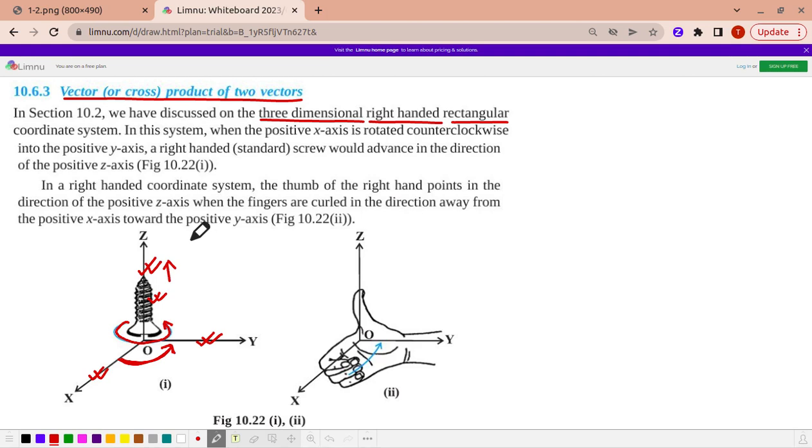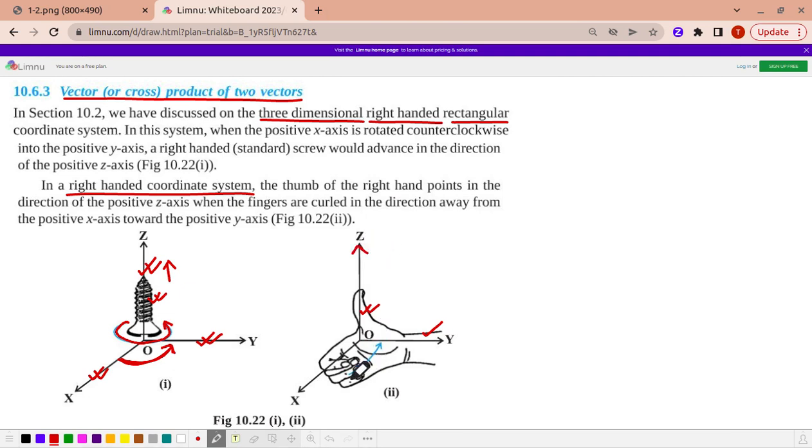So how can we explain it in the right-handed coordinate system? Let's understand this. You take the right hand, as you see in the adjoining diagram. This is the right hand. In this right hand, the thumb of the right hand points in the direction of the positive z-axis, so that the thumb is directed towards the positive z-axis.